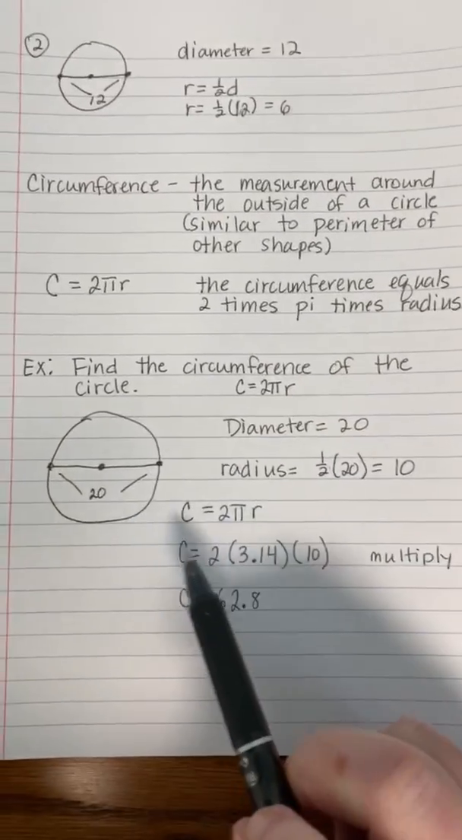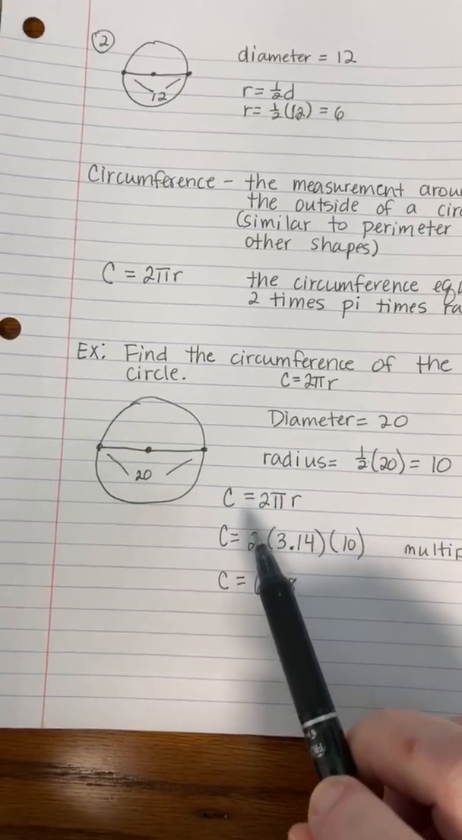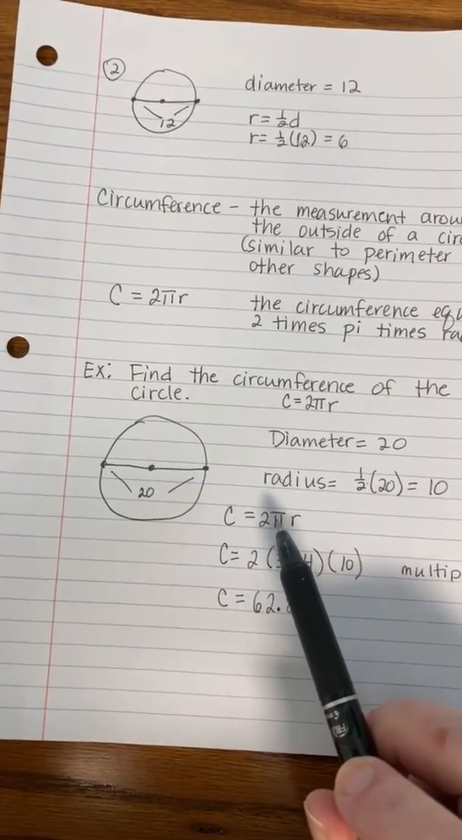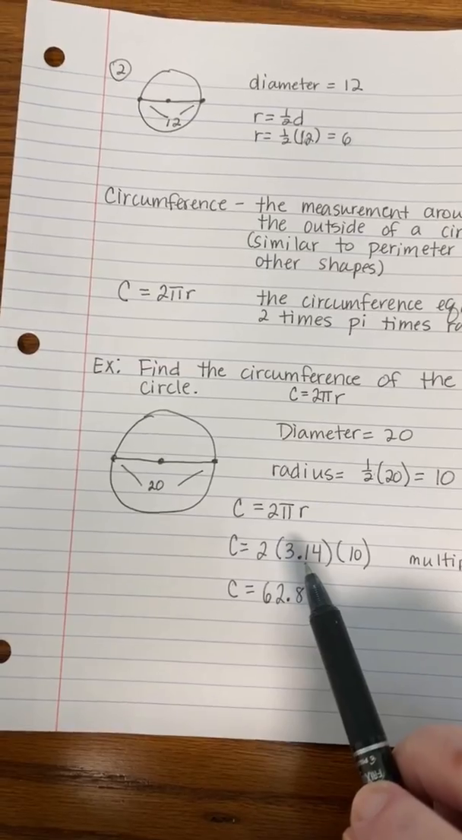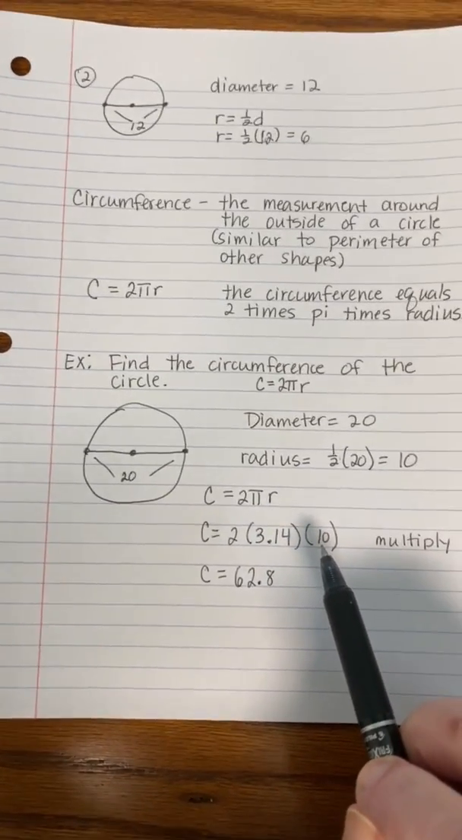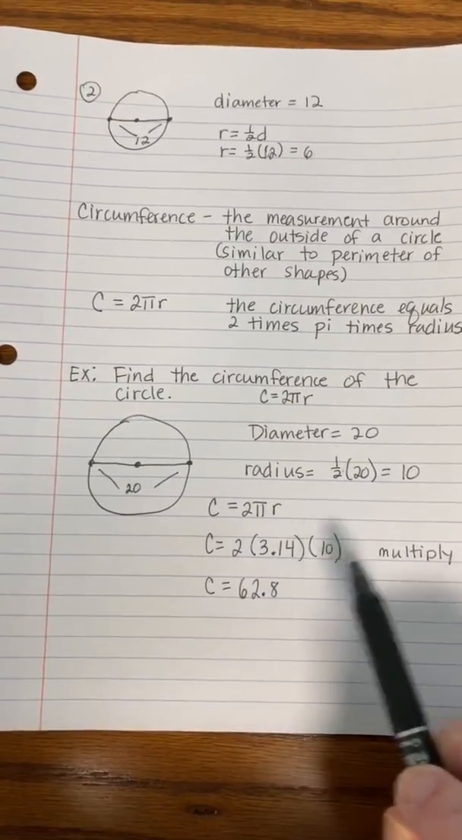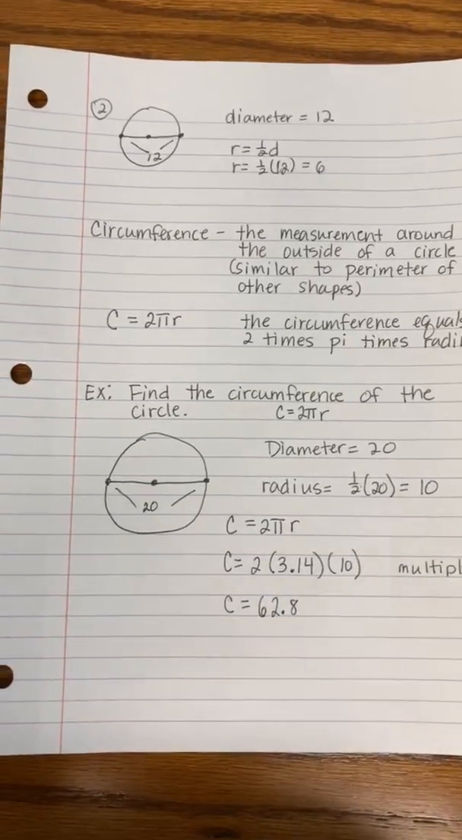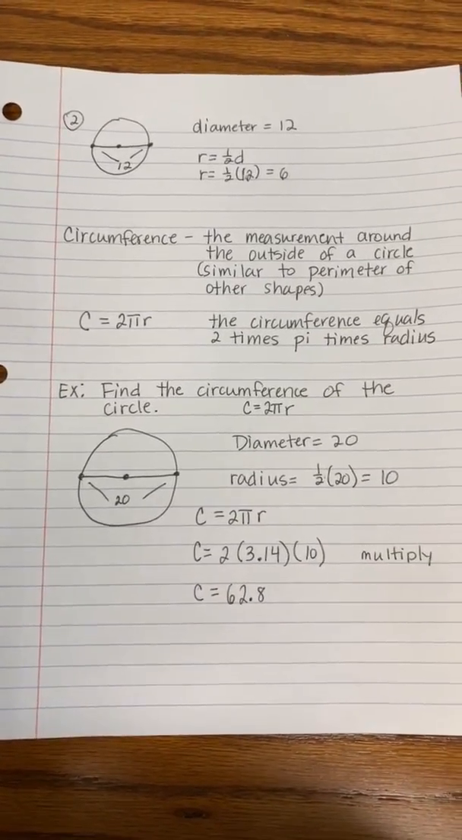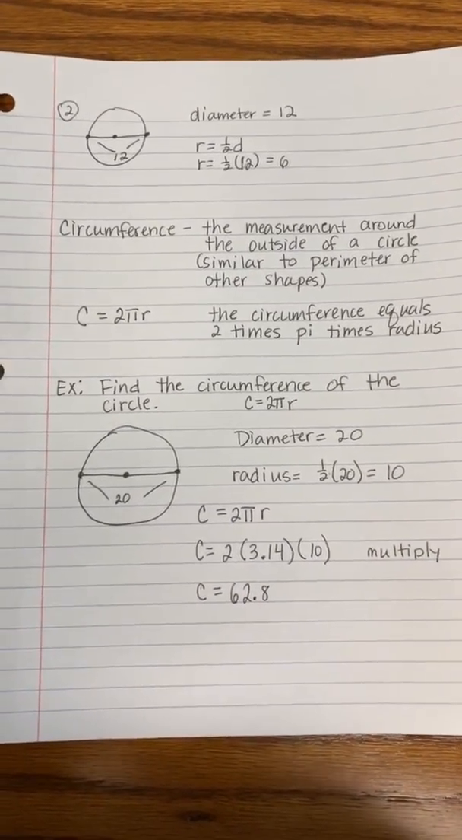All right, now I'm going to come down here and replace. Obviously the 2 stays the same. I'm going to replace pi with 3.14, and replace r with 10, and then I just multiply those 3 numbers together. That's it. And I get 62.8. So the circumference of the circle is 62.8.